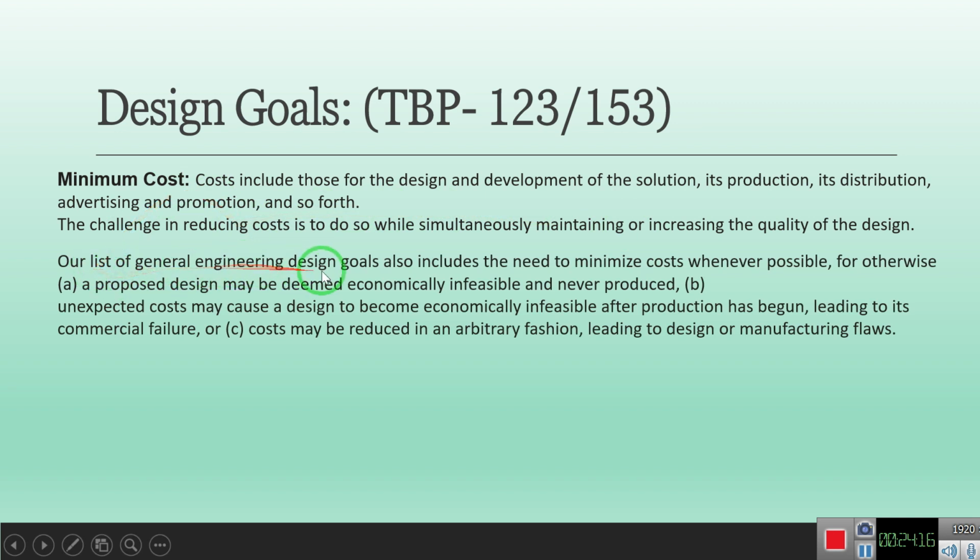Our list of general engineering design goals also includes the need to minimize cost whenever possible. We have to minimize the cost whenever it is possible. Otherwise, a proposed design may be deemed economically infeasible and never produced. If the items are costly, and production cost is high, distribution cost is high, everything is very high, then it is not economical and the product will not sell, because you have to put high prices on it.